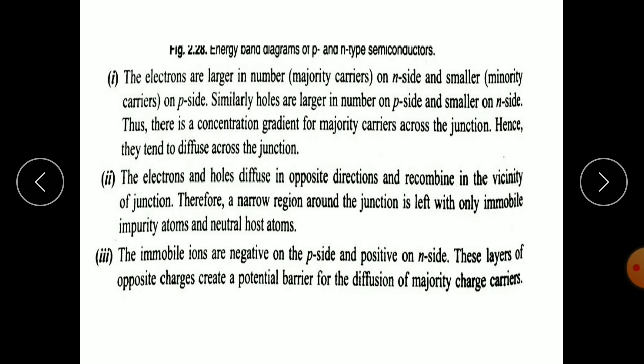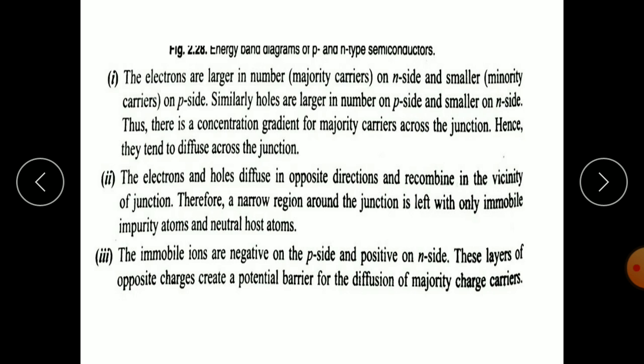Holes are larger in number in p-type material and smaller on the n side. On the n side, the majority charge carriers are electrons and the minority charge carriers are holes. So there is a concentration gradient of charge carriers inside the semiconductor region, and due to this, they diffuse across the junction.